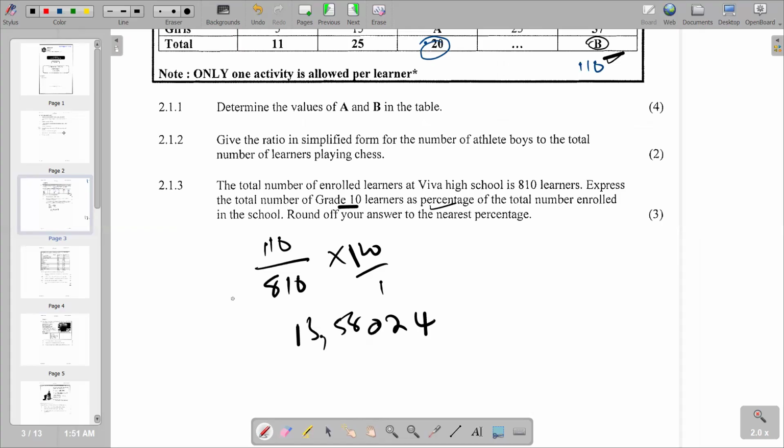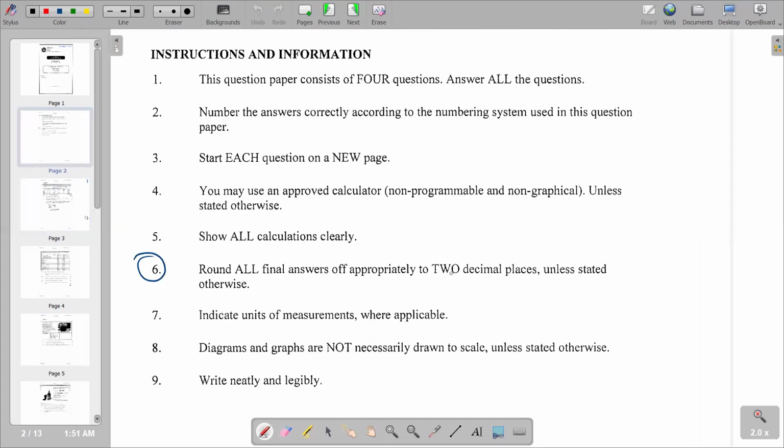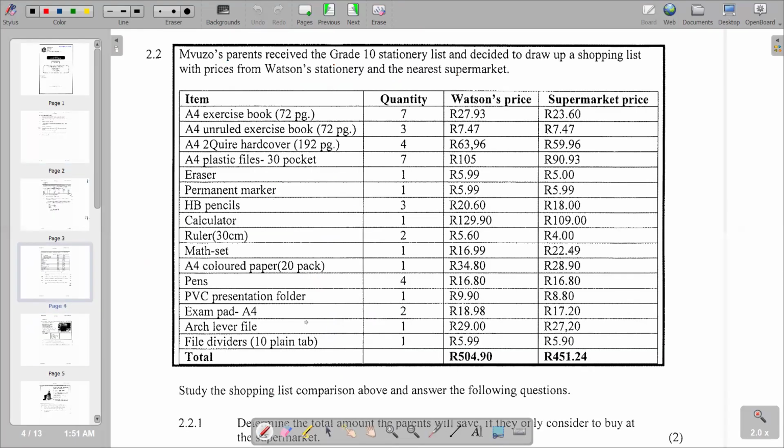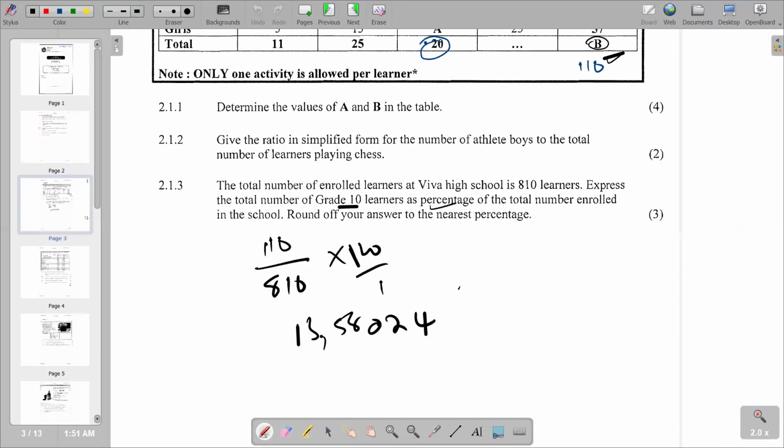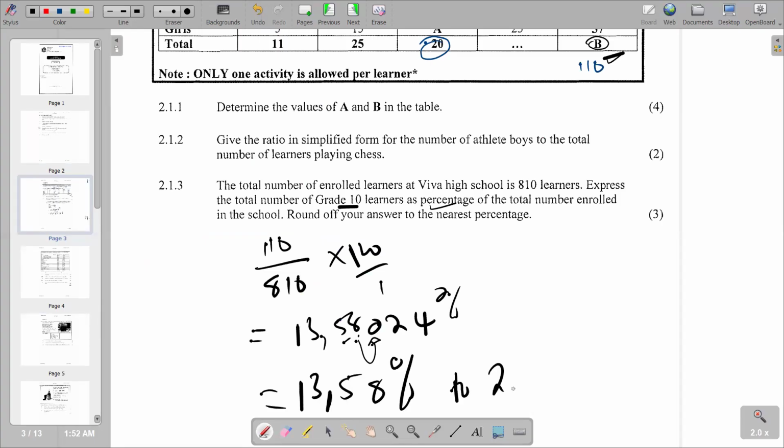The answer we get is 13.5802. And the instruction given in our question says to 2 decimal places. So we refer back and round off to 2 decimal places. The figure we have is 13.58024%, and we round off to 2 decimal places, where we've got 58, and then we check the digit after, which is 0. This is not going to change our 8, and then it becomes 13.58%. So we are saying it is equal to 13.58%, that is 2 decimal places.